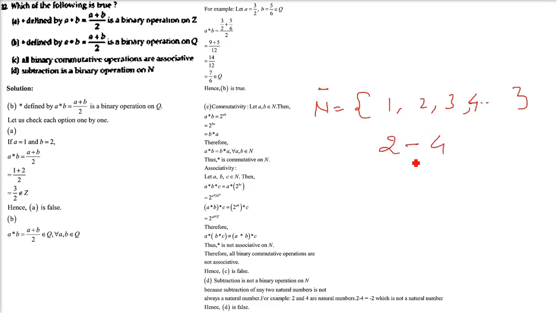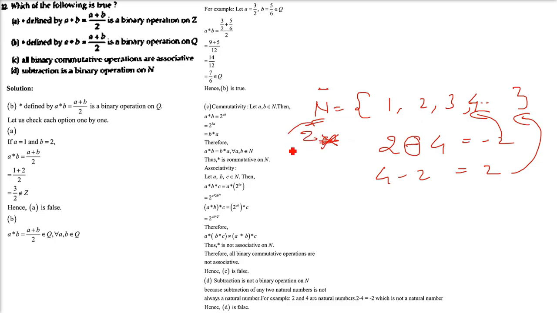So when we take 2 and 4, I'm saying subtraction is a binary operation. So operation is subtraction. So 2 minus 4 and 4 minus 2. 2 minus 4 is negative 2. 4 minus 2 is positive 2. Positive 2 is belonging to the natural numbers. But negative 2 is not belonging to the natural numbers. That is why subtraction is not a binary operation on the natural numbers. Hence, this D part is false. So, which of the following is true? Only the second part, B, is true. Rest all are false.